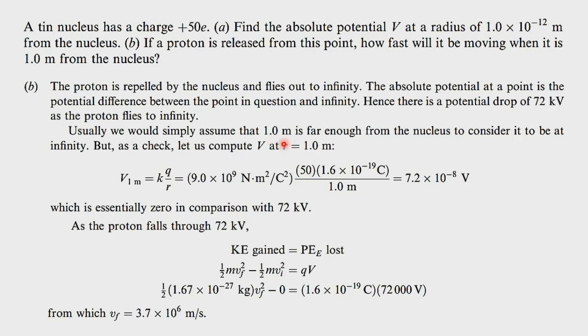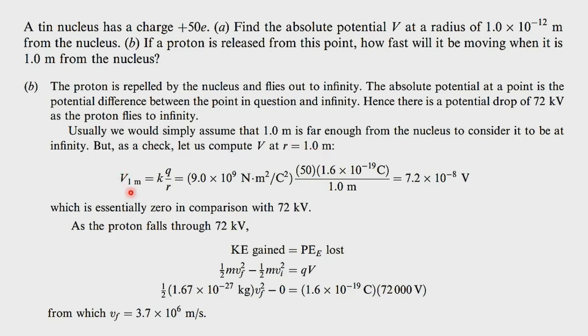When we speak of 1 meter, this is only an assumption. Nobody knows where infinity will stop. So we just assume a 1 meter value from the nucleus to be considered infinity. So let us compute for V when our R, the distance from the nucleus, is at 1 meter. That is an assumption for our infinity.